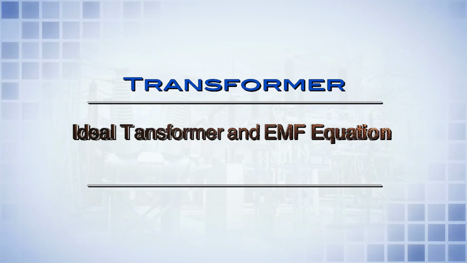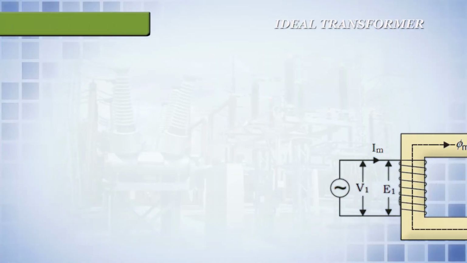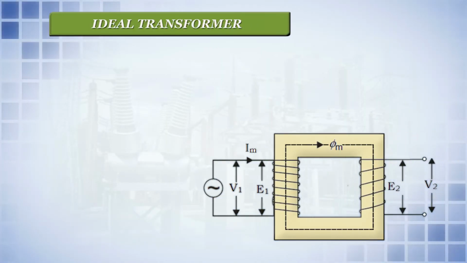In the previous session, we discussed the transformer and its necessity in the power system, the working principle of a transformer, and also the construction of a transformer. In this session, we will discuss what an ideal transformer is, and we will also derive the EMF equation of the transformer, and discuss what would happen if DC supply is given to the primary of the transformer. So first of all, we are going to discuss what is the ideal transformer.